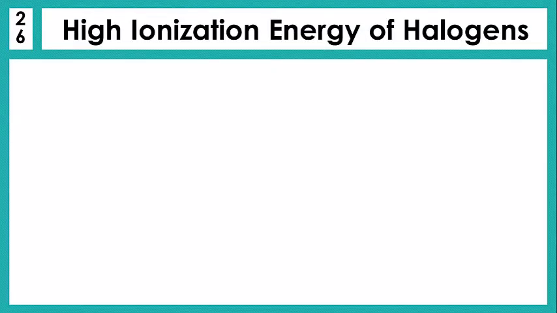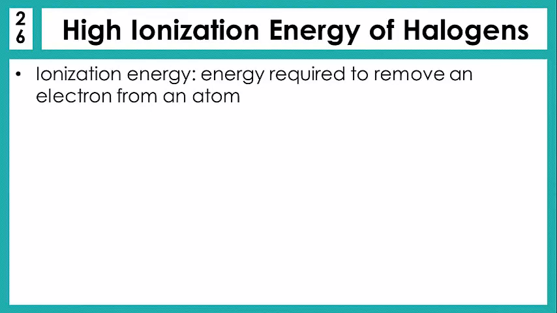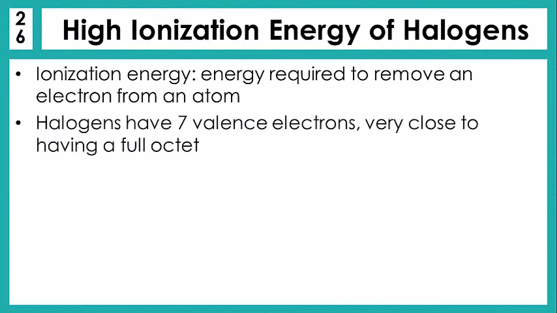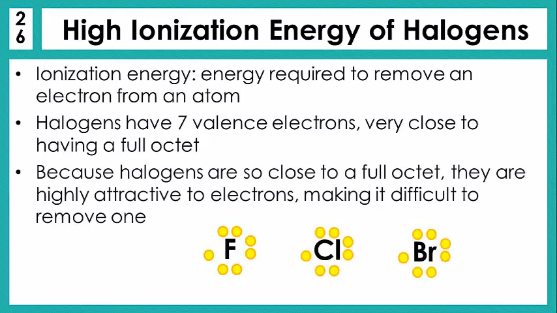Halogens have very high ionization energy. Explain why. Ionization energy is the energy necessary to remove an electron from an atom. So if there's a very strong attraction between the electron and the nucleus, you need a lot of energy to pull it away. Halogens have 7 valence electrons. They're very, very close to having a full octet. So halogens are going to tend to be very attractive to electrons, meaning that it's very difficult to remove one.